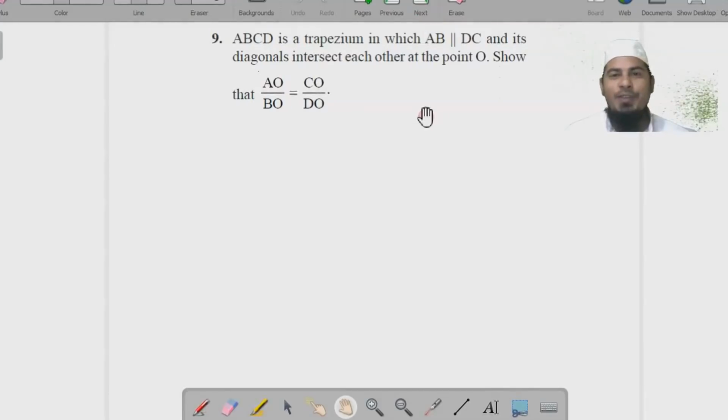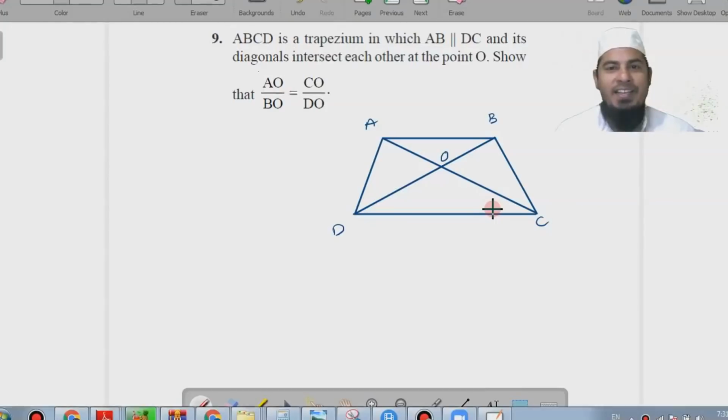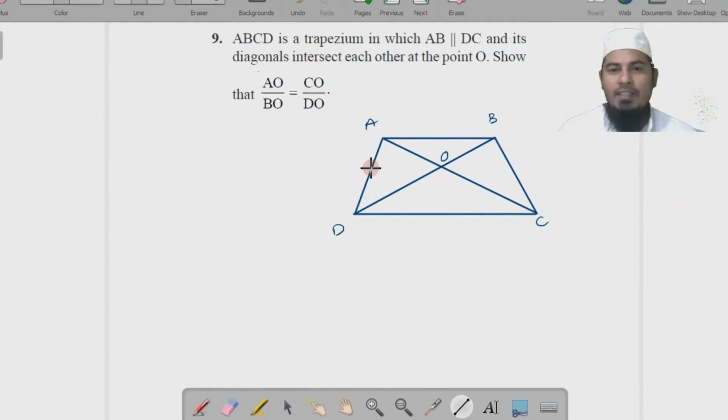That's the 9th question. Let us draw the diagram for this. Here is the diagram. It is told that ABCD is a trapezium, AB is parallel to CD, and the diagonals intersect at O. We need to prove AO by BO is equal to CO by DO. This can be done with two methods. One is by drawing a parallel line like this, so we can prove it as we have done in the example problem.